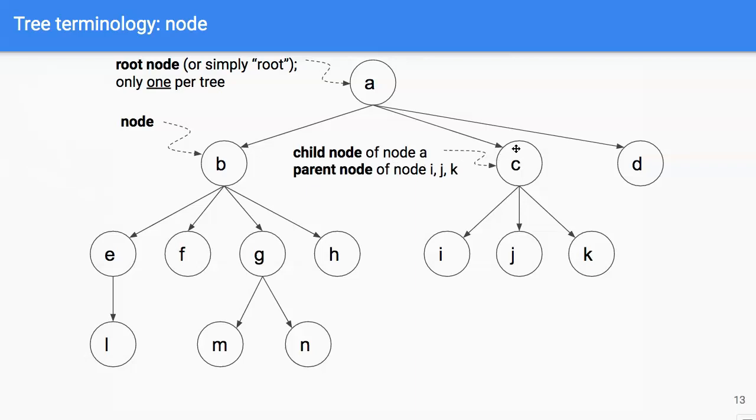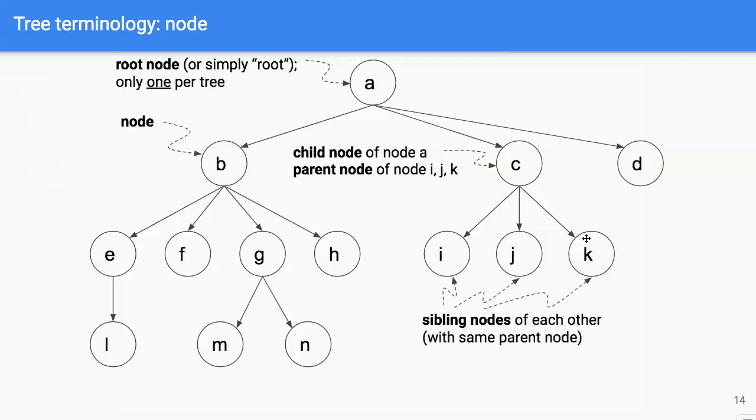Next, there are child nodes and parent nodes. So the child nodes of A are B, C, and D, right? All the nodes that are one level directly under the current node. And now the parent node is, well, the parent, the node that's above the current node. So C would be the parent node of I, J, and K, or A would be the parent node of B, C, and D.